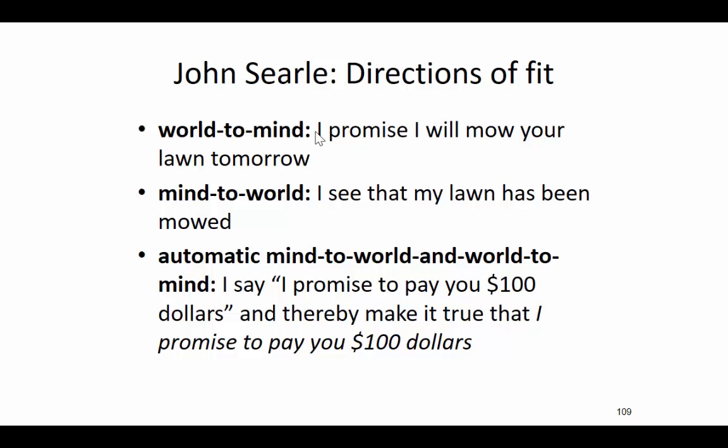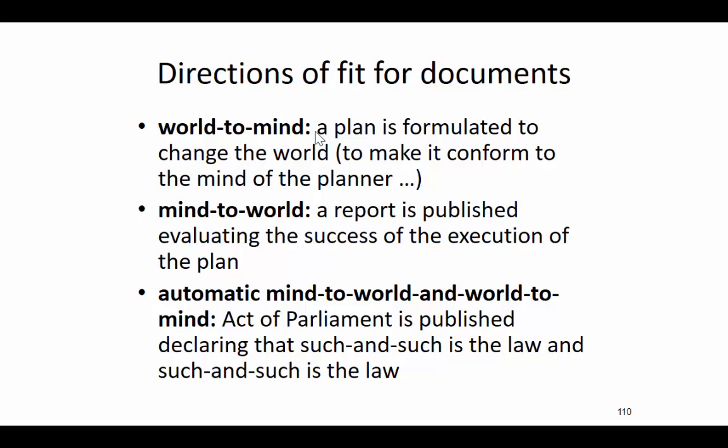So there are these three kinds of direction of fit. Now, how does this work for documents? A plan is a document which is formulated to change the world, to make the world conform to the mind of the planner. If the world does conform to the mind of the planner, then we have fit. Mind to world, a report is published evaluating the success of the execution of the plan. So that's mind to world direction of fit. We see that the plan was successfully executed.